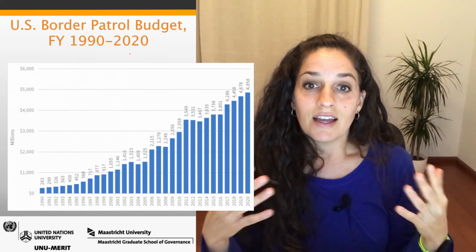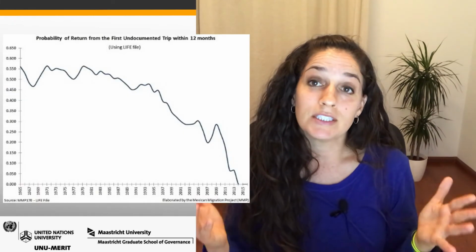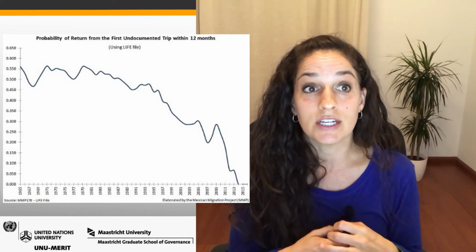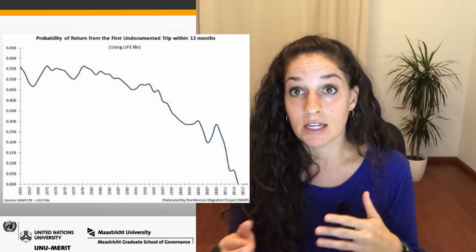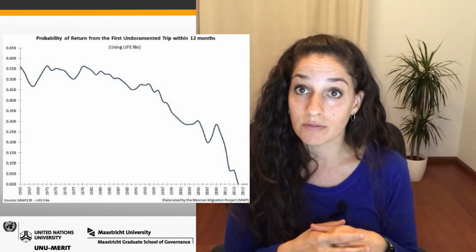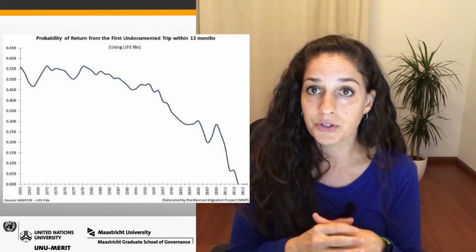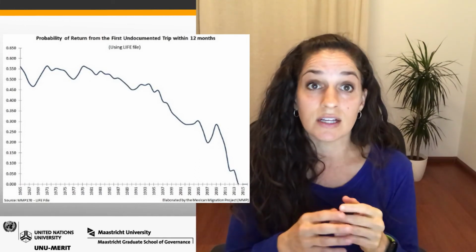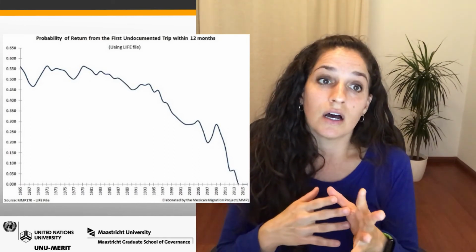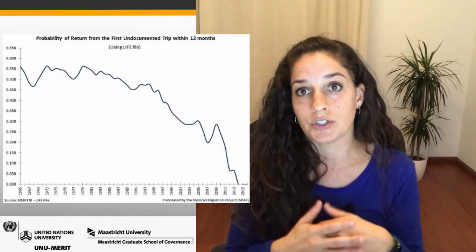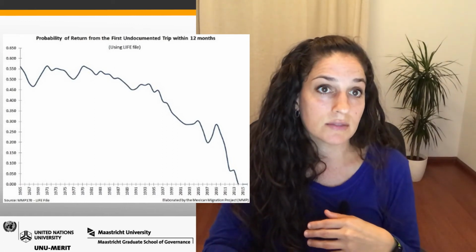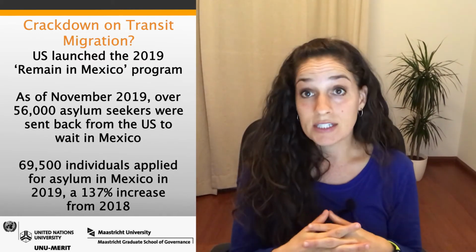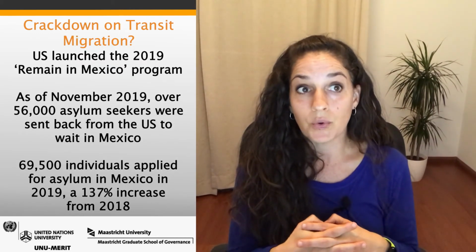Of course, then, at the same time, you can see the probability of return also has decreased a lot in this same time. Again, an unintended consequence of these policies is that you have less circular migration and more permanent settlement in the United States. You're seeing less and less return, or probability of return, after crossing into the United States. There's also been a crackdown on transit migration coming through Mexico.